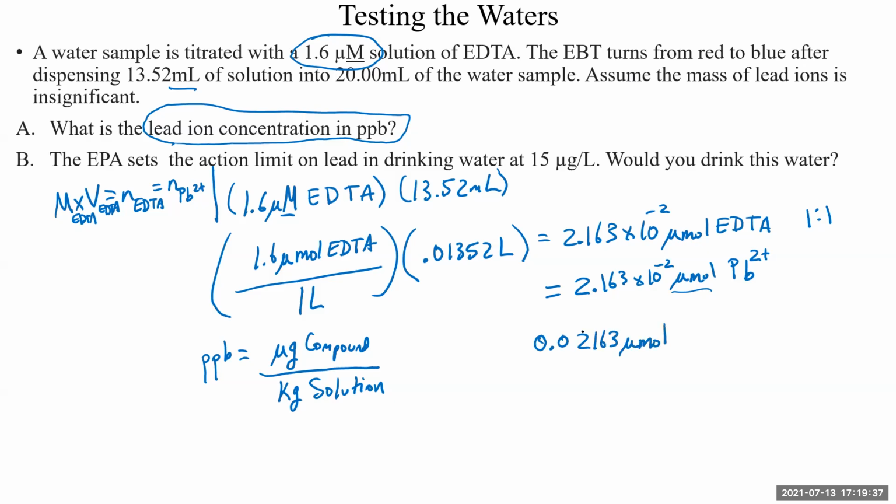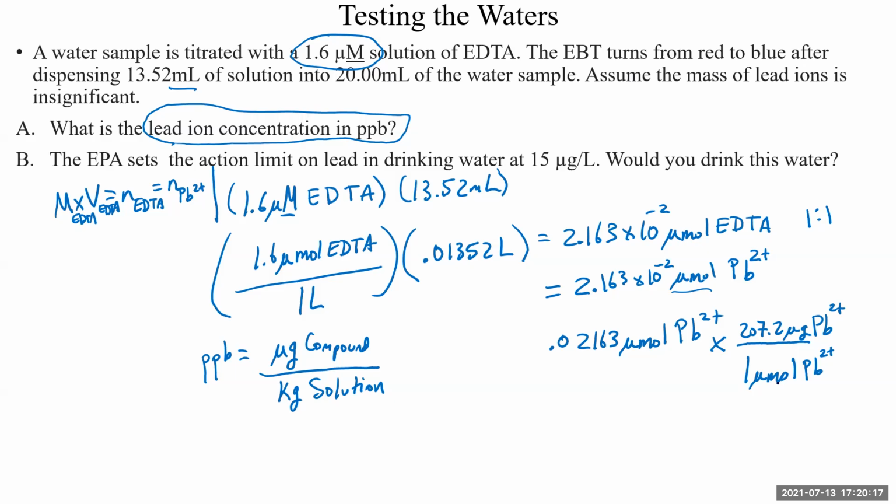I haven't changed anything, right? 10 to the minus 2 is 0.02. It's the same thing. I haven't done any unit converting yet, so don't worry. It's still micromoles of lead. Let's convert that to micrograms. We know that every 1 micromole of lead will equal 207.2 micrograms of lead. How do I know this? Well, if 1 mole equals 207 grams, then 1 micromole should equal 207 micrograms.